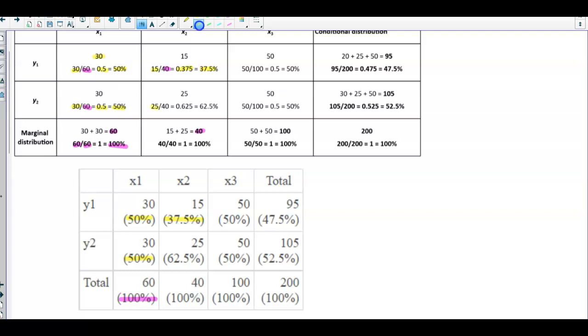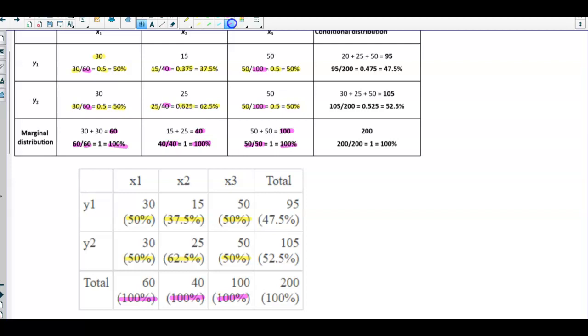Again, we're going to take this 25 and divide it by the column total to give us this decimal, and then it gives us the percent of 62.5%. And likewise, 40 divided by 40 gives us 100%. Again, we're going to take 50, which is the cell amount, and divide it by the column total, which is 100. It gives us a decimal of 0.5, which gives us 50%. Same thing here, 50 divided by the column total gives us a decimal of 0.5, which gives us 50% again. And for the last one, we take the column total and divide it by the total in the column, which gives us the 100% down here.